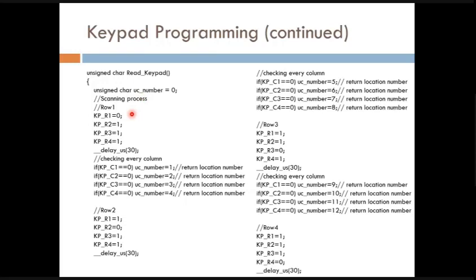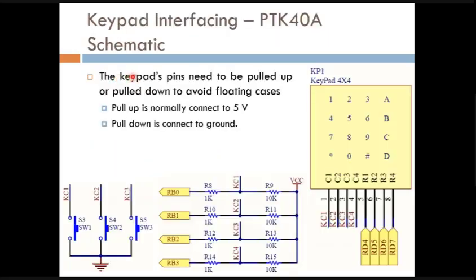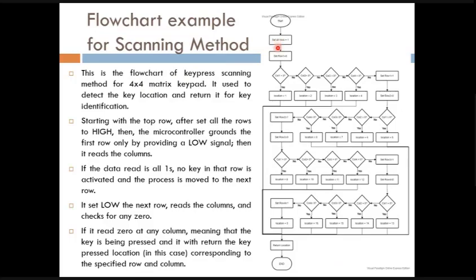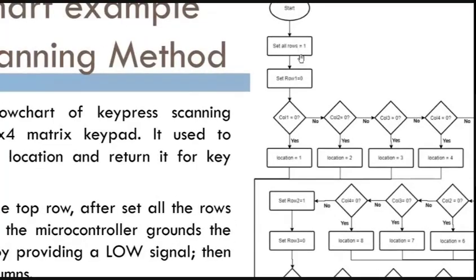And then the code starts by making row 1 equal to 0. The rest, row 2, row 3, row 4, are set to 1. This one you can also do before you call the function. First, during the main, during the initialization, you can also set this one, set the rows equal to 1.